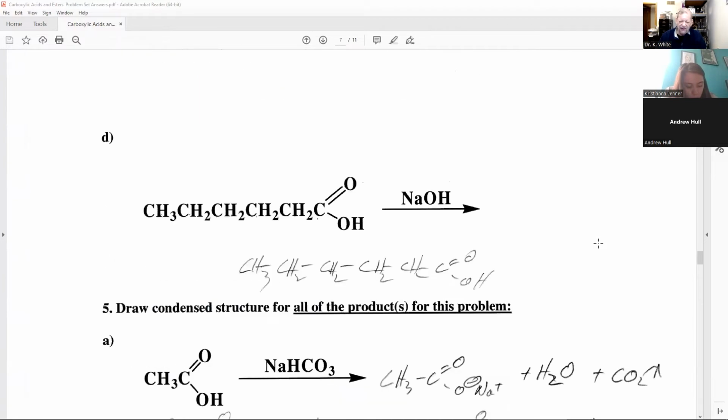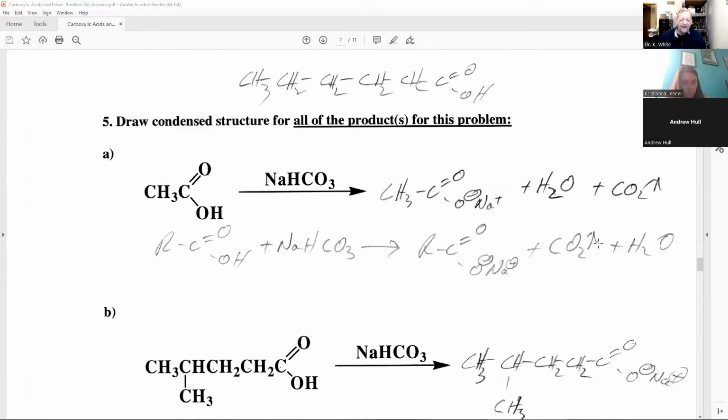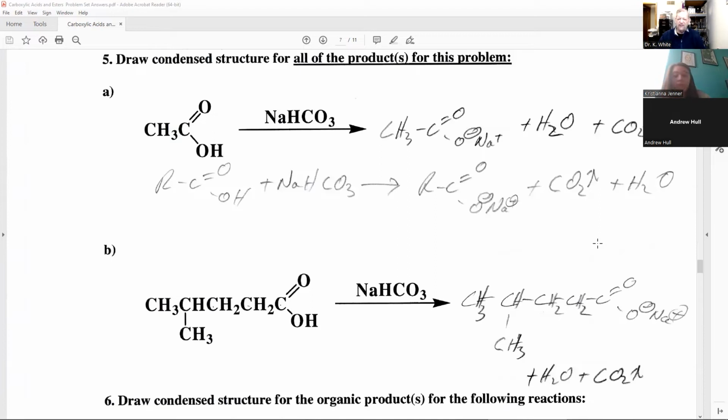And I give you a couple more examples. All right, everybody, pay attention. Number 5. This is a different problem than I normally do for reactions. And here it says, draw the condensed structures for all the products, not just the organic, but all of them. And if we look at what do we have?